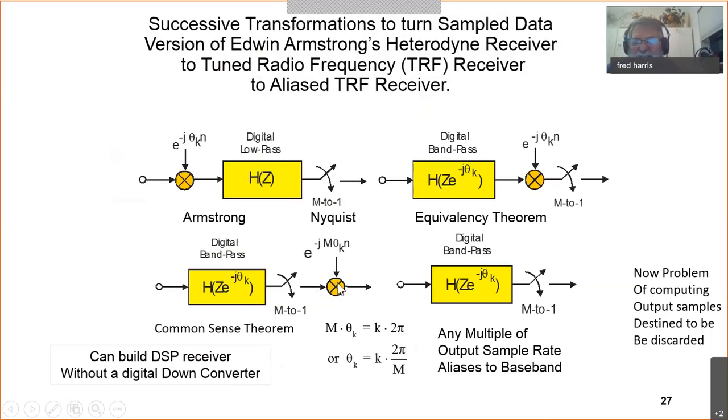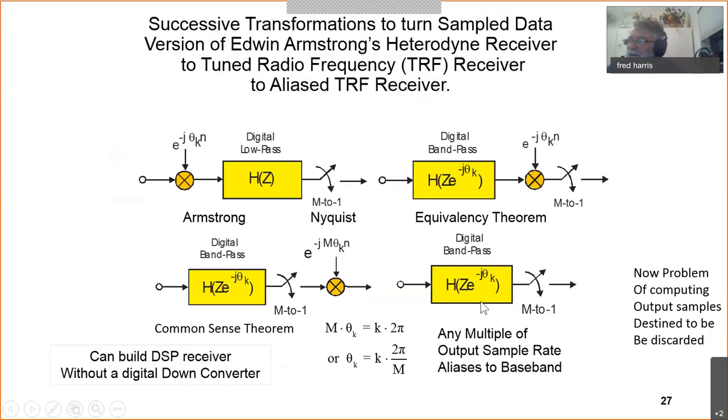Why should you waste your time multiplying by number 1? We can build a receiver that doesn't have a heterodyne on the input and doesn't have a heterodyne on the output. We move the signal from where it was to where we wanted it to be by simply changing the sampler rate. That's pretty neat stuff.